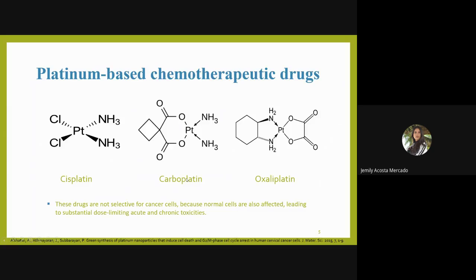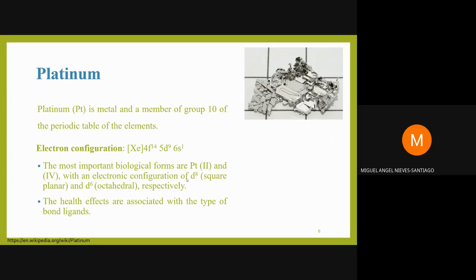Platinum is a metal and a member of group 10 of the periodic table with the following electron configuration. The most important biological forms are platinum 2 and 4, with electron configurations of d8, square planar, and d6, octahedral. The health effects are associated with the type of bound ligand.